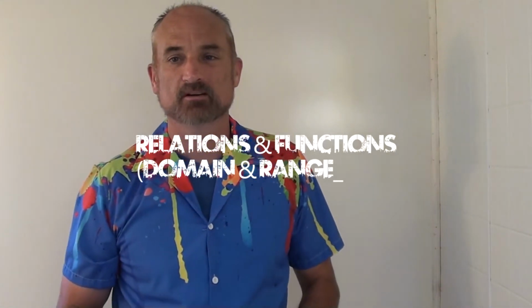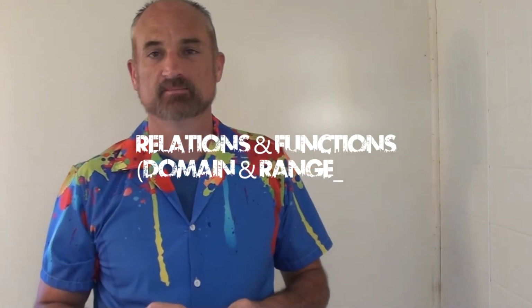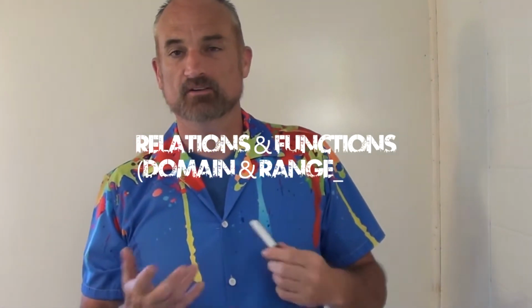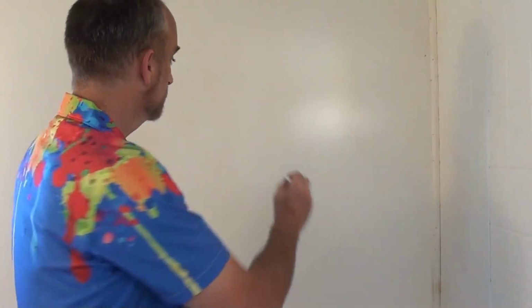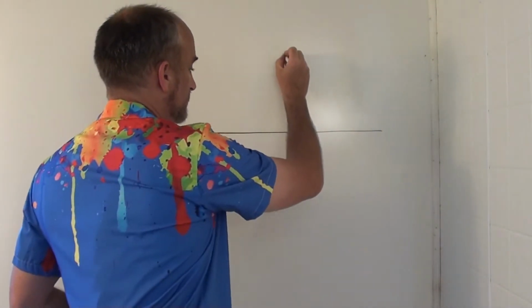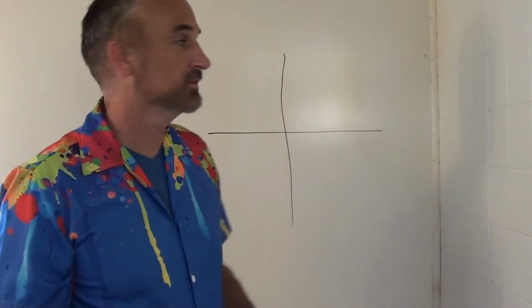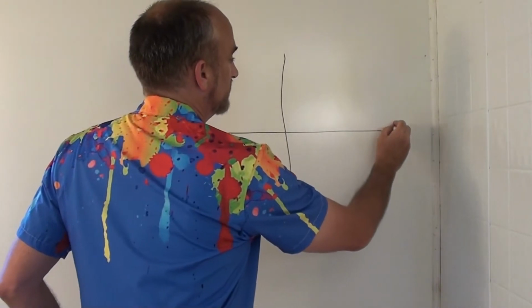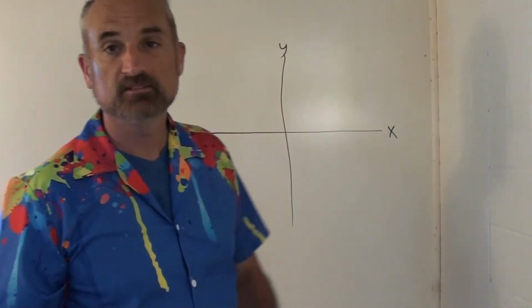Hey everybody, we're going to be talking about domain and range today. Now, we've been looking at graphs in middle school and in high school, and if you're like me, you've always thought of x's and y's, the x to be along this way and the y to be along that way. And then we learned to graph. Well, understand that that doesn't have to be x and that doesn't have to be y.